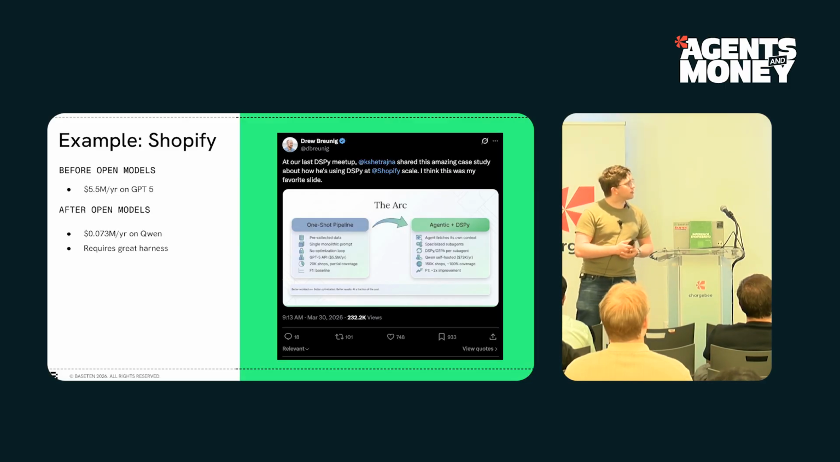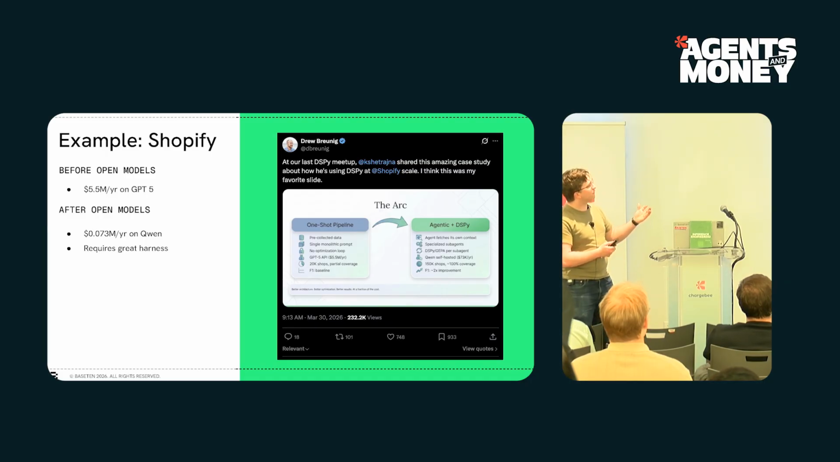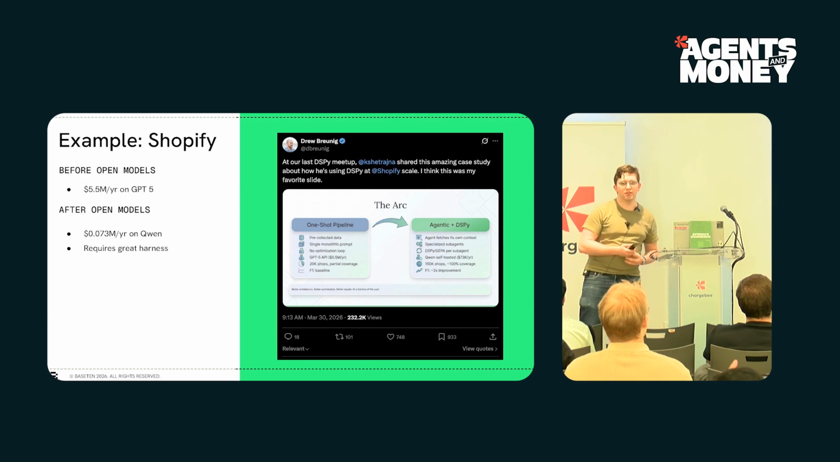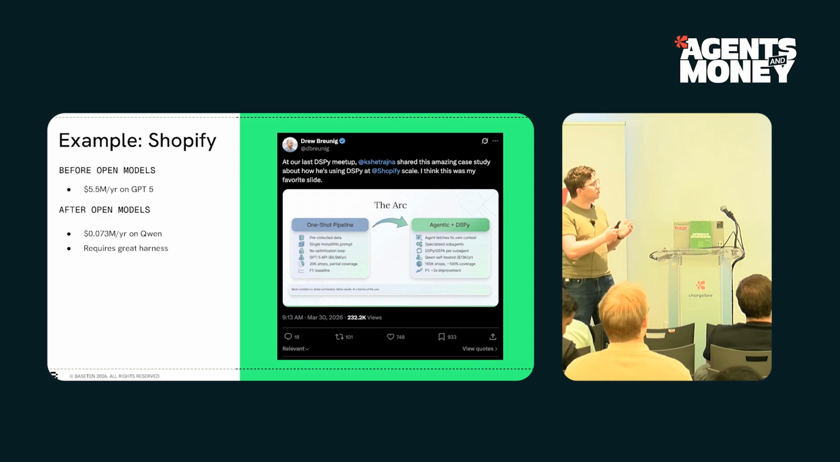An example of this is Shopify, who recently saved $5.43 million by switching from GPT to Qwen for one of their agents. And what that required them to do is build a great harness. So we just heard a great workshop from our friends at Mastra about how to build that. Once you have it, now you can switch over to open models and get really, really fantastic performance at a tiny fraction of the cost.